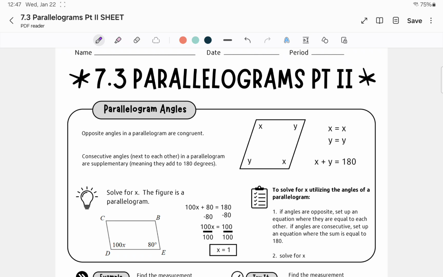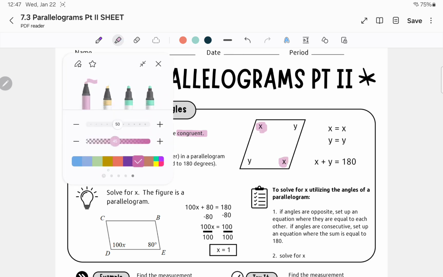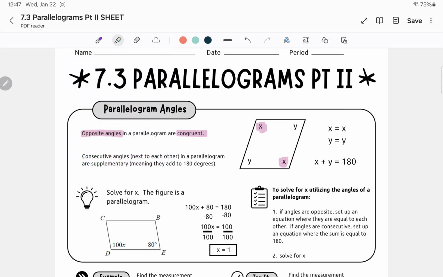So today we're looking at the angles of parallelograms, and let's start with the opposite angles. Okay, so opposite angles, those are equal to each other. So that would be these two. See how they're across from each other? They're the same. And then these two, they're across from each other. They're the same.